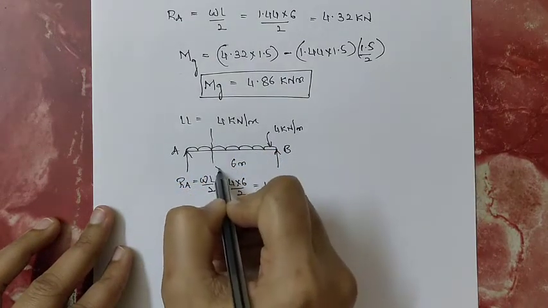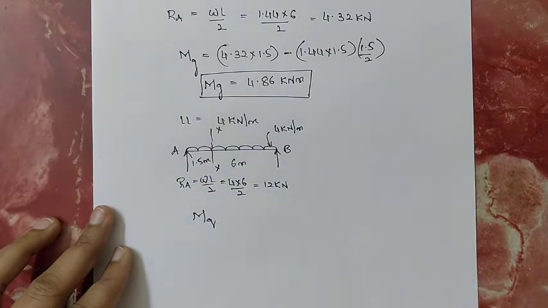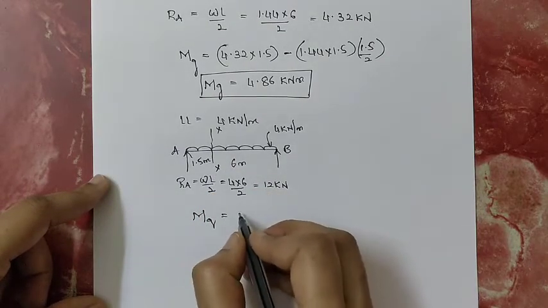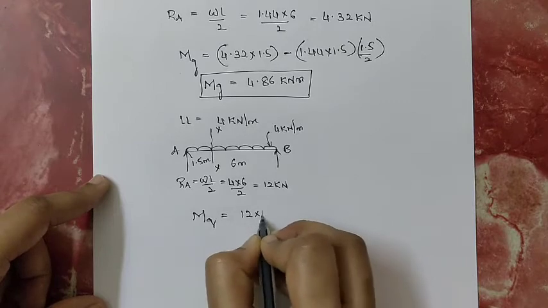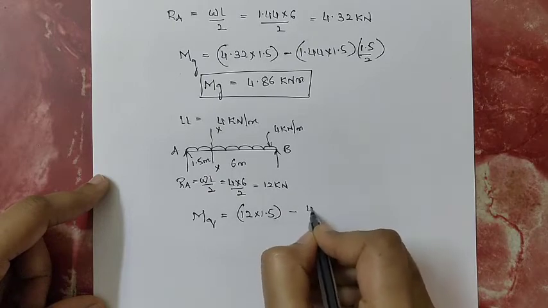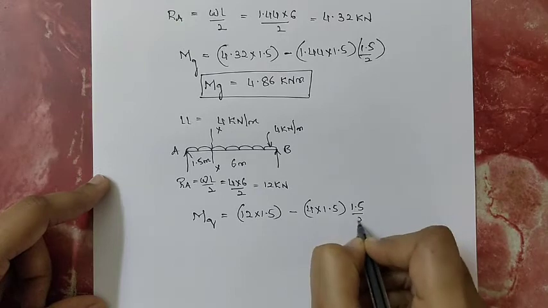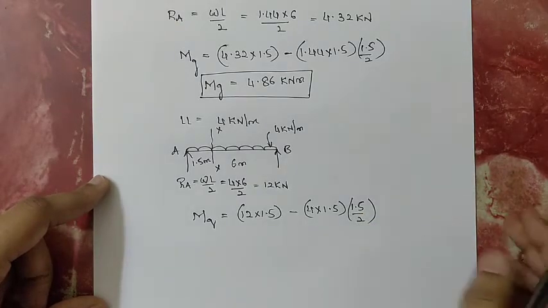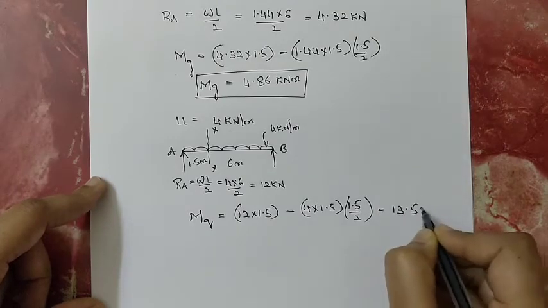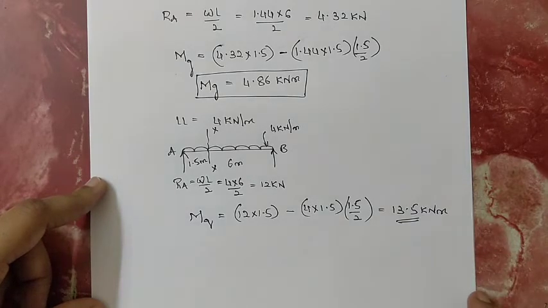At what section? At quarter span section XX at a distance of 1.5 meter. Take moment of all the forces about XX and calculate live load moment. Reaction value, it is 12 into 1.5, rotating clockwise, and the UDL portion, that is 4 into 1.5 into 1.5 divided by 2. You will get live load moment as 13.5 kilonewton meter.